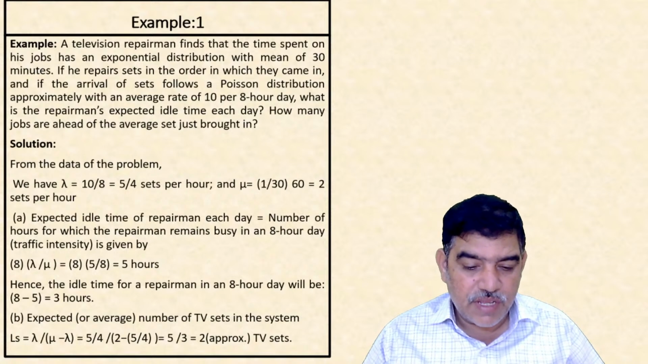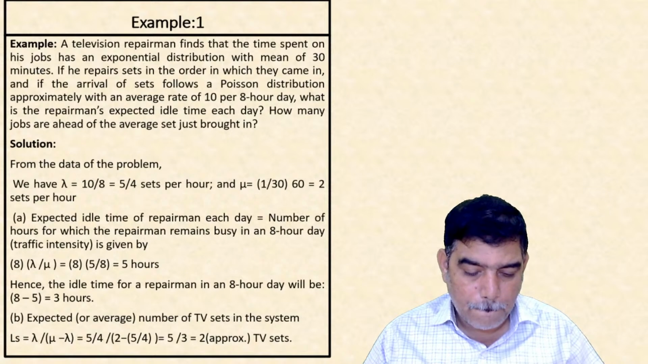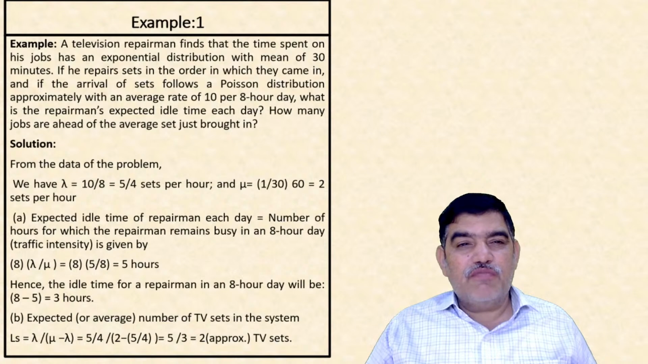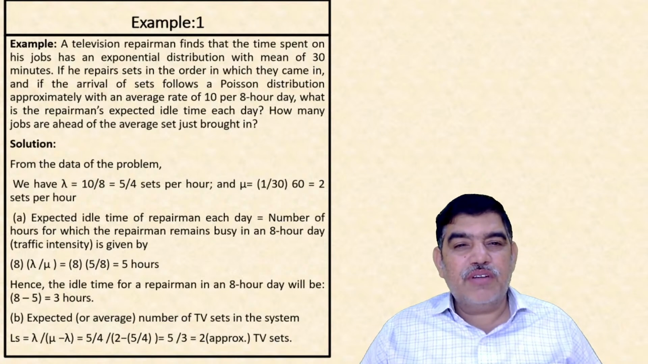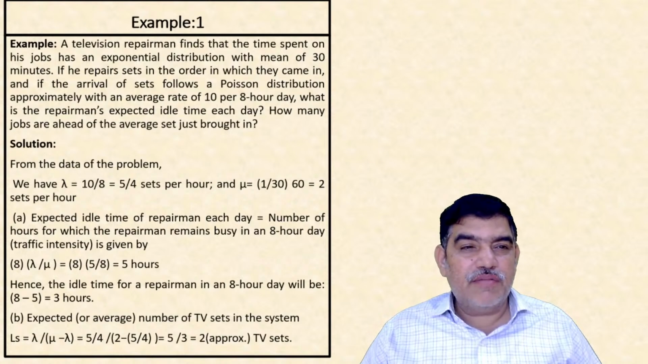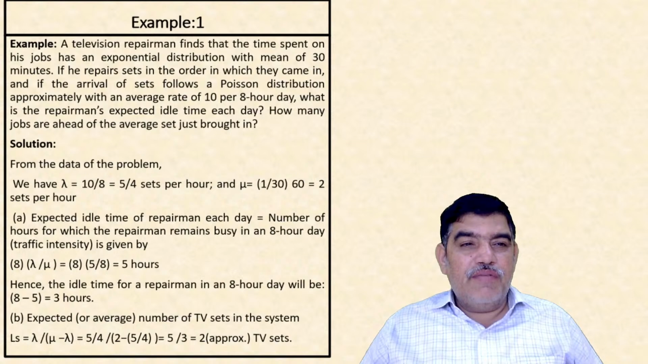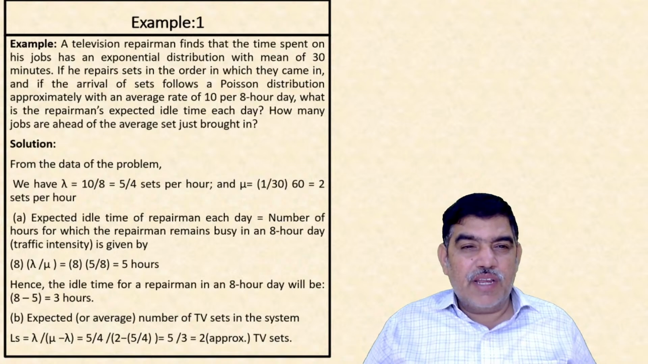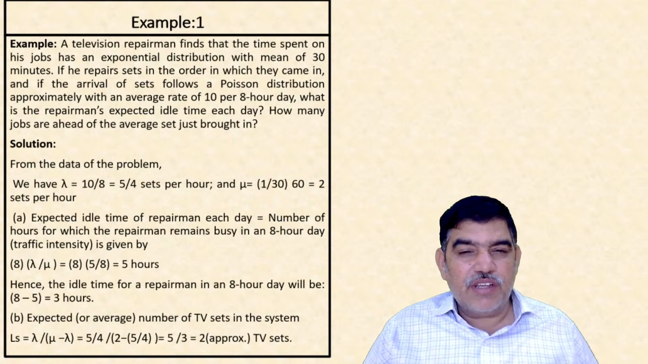We can discuss one example. For example, a television repairman finds that the time spent on his job has an exponential distribution with a mean of 30 minutes. If he repairs sets in the order in which they came in, and if the arrival of sets follows a Poisson distribution approximately with an average rate of 10 per 8-hour day, what is the repairman's expected idle time each day? How many jobs are ahead of the average set? Just write it.